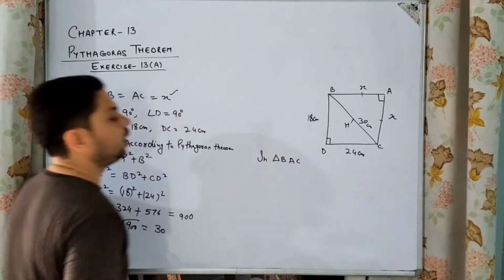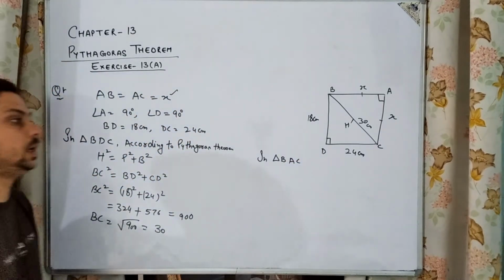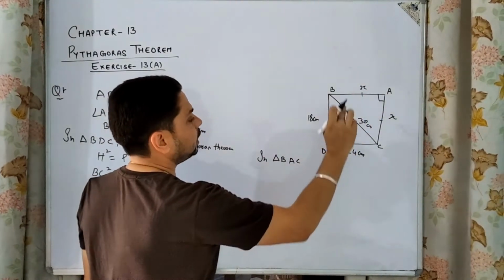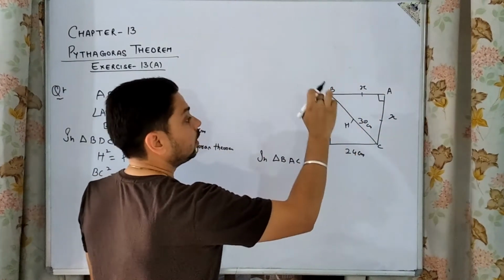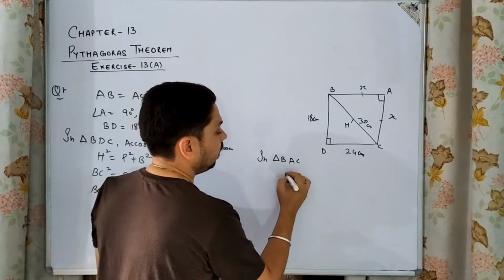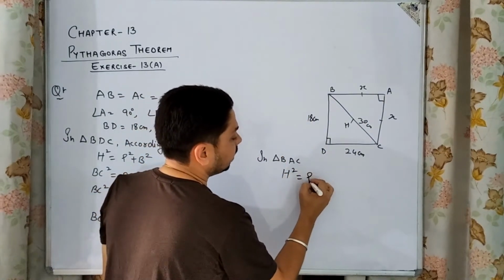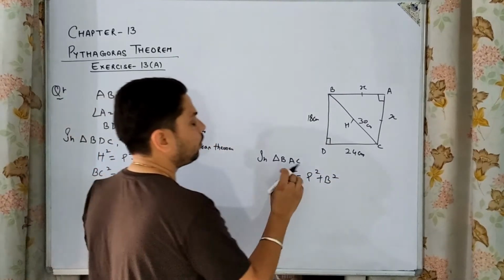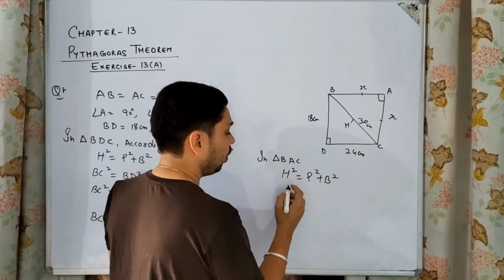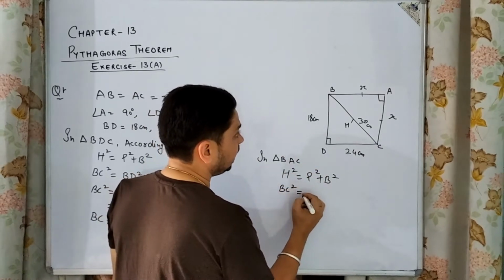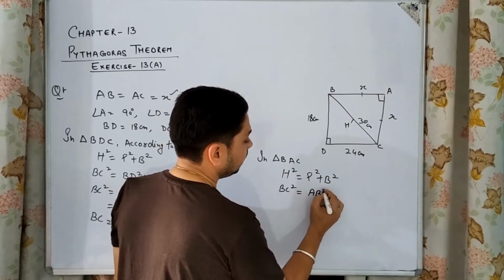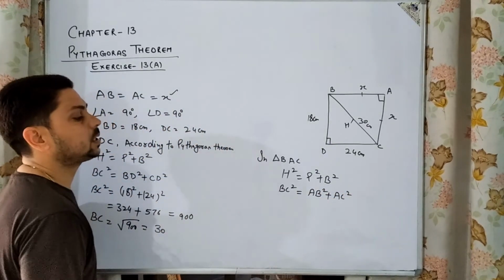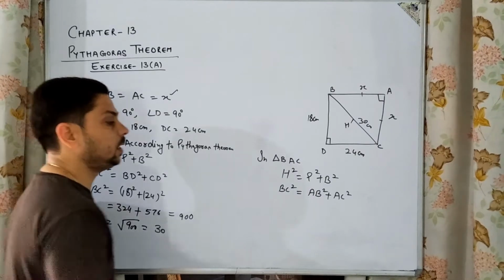BAC here. In right angle triangle BAC, again this is a right angle triangle and the side opposite to it is the hypotenuse. Hypotenuse square is equal to perpendicular square plus base square. This is according to your Pythagoras theorem. So BC square is equal to AB square plus AC square.